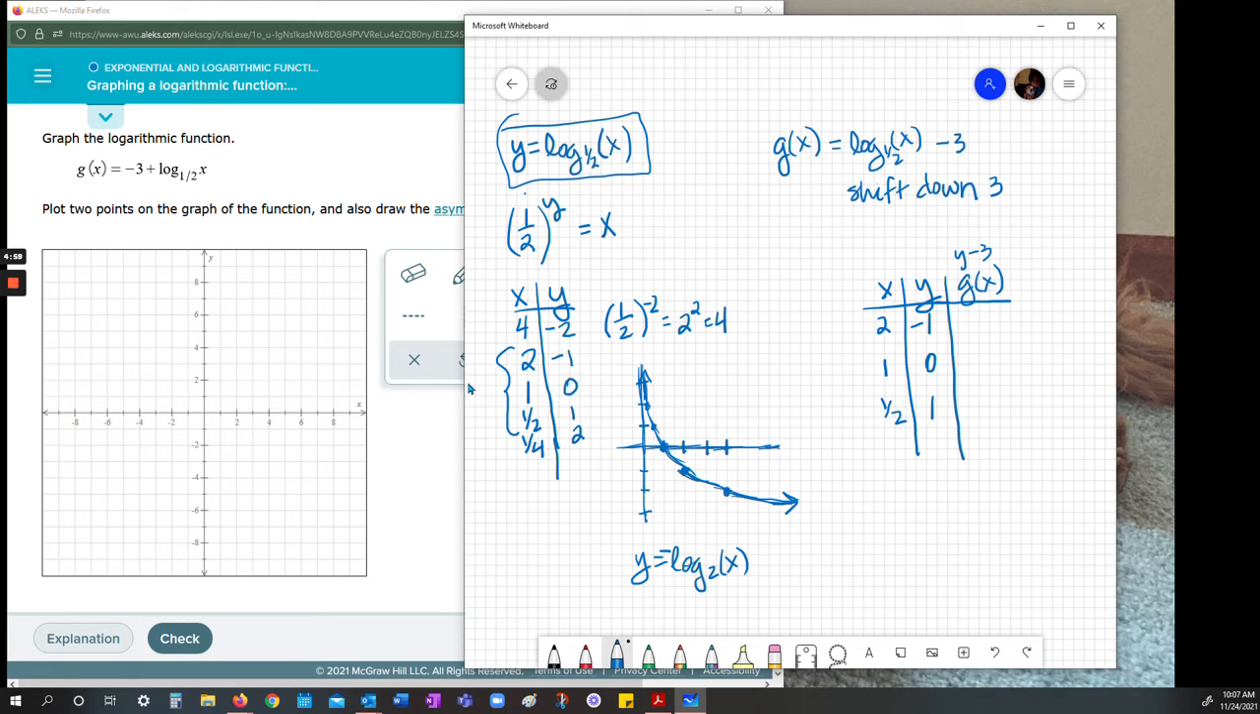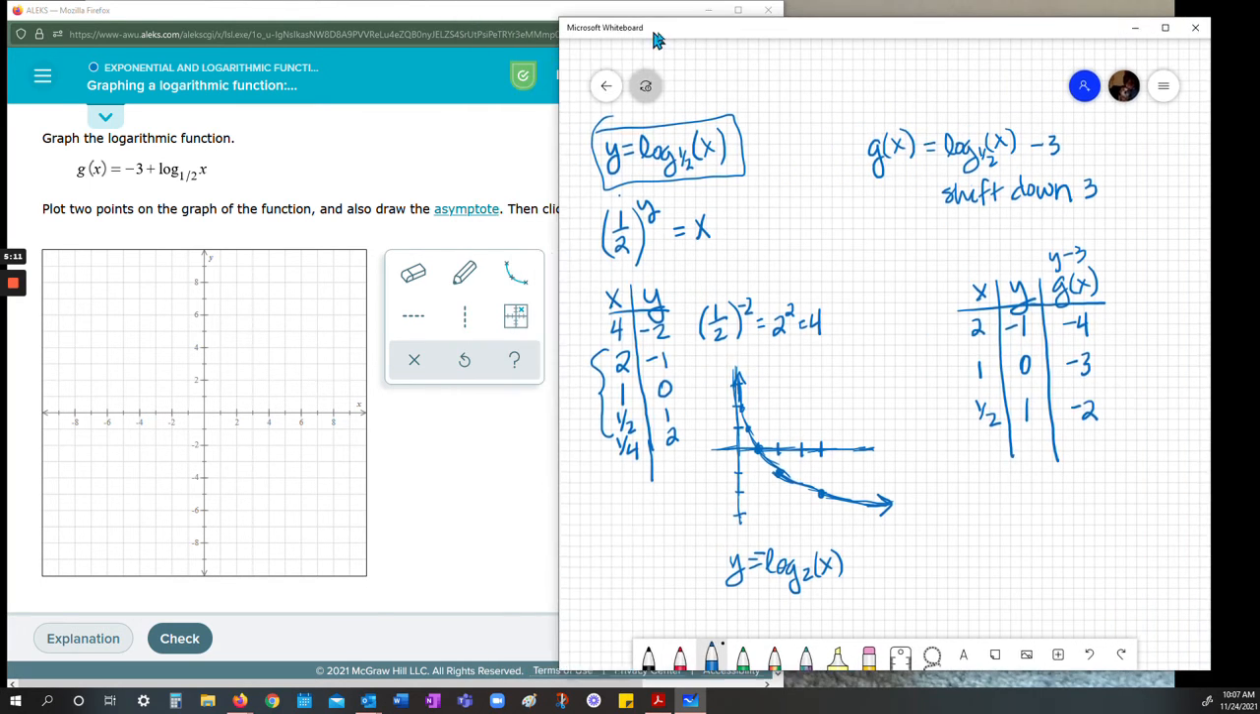So if we subtract 3, -1 minus 3 is -4. 0 minus 3 is -3. 1 minus 3 is -2. So these are the points that are going to be on our actual answer in Alex. So let's see.